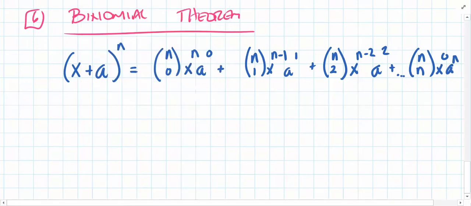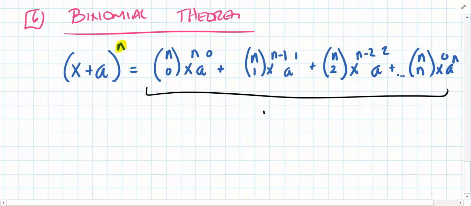Now I know that that looks really, really confusing right now, so I want to point out a couple of things. First of all, we start with the exponent. If my exponent is n, then I will have a grand total of n plus 1 terms. That's something that we figured out in the beginning. I'll have n plus 1 terms.